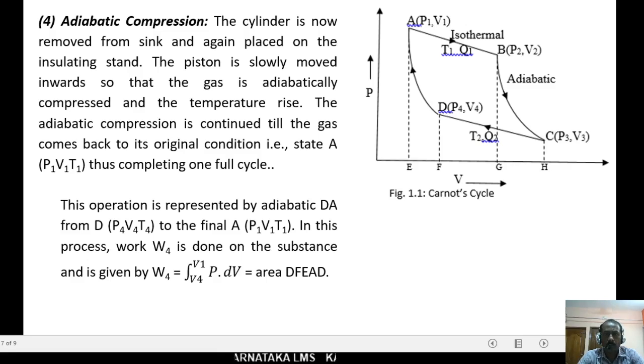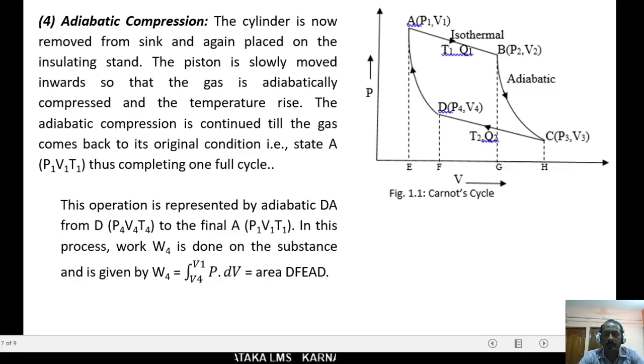The adiabatic compression is continued till the gas comes back to its original condition, that is state A, thus completing one full cycle: A to B, B to C, C to D, D to A. It completes one full cycle: A to B is isothermal expansion, B to C adiabatic expansion, C to D isothermal compression, and D to A adiabatic compression. Hence, it completes one cycle.